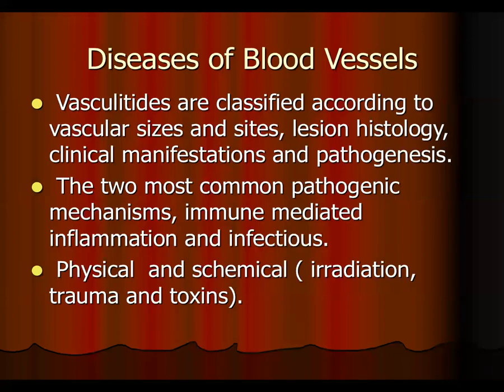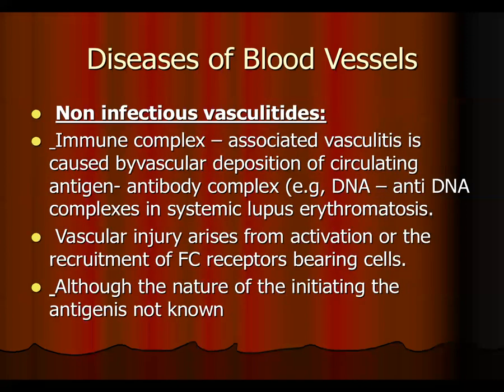Vasculitis is classified on the basis of vessel size, site, lesion histology, clinical manifestations, and pathogenesis. There are the two patterns we already discussed: infectious type and non-infectious type. The non-infectious type has two mechanisms. Number one, immunologically mediated, and there is also an inflammatory condition. Some physical and chemical factors, like radiation, toxins, trauma, and surgery, can also contribute to the pathogenesis of both types of vasculitis.